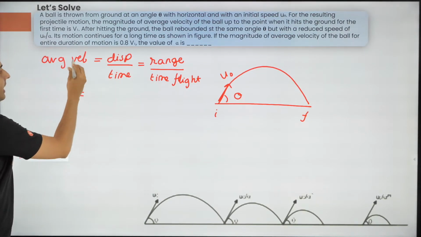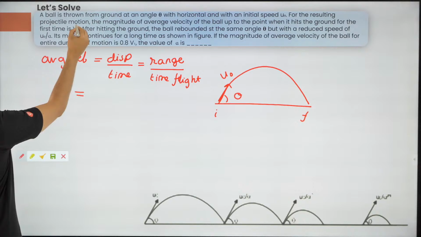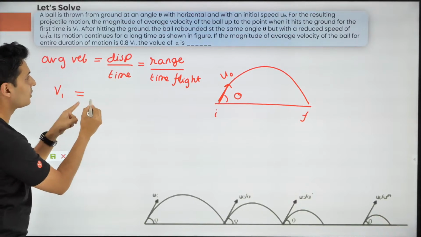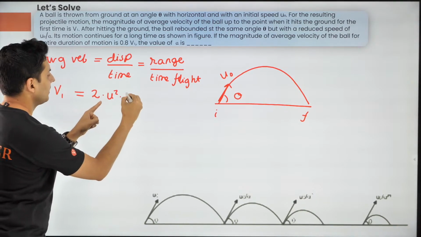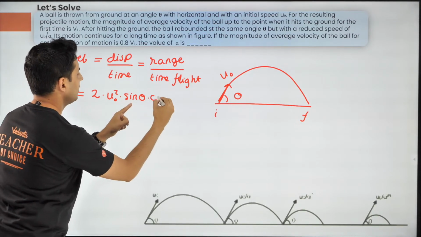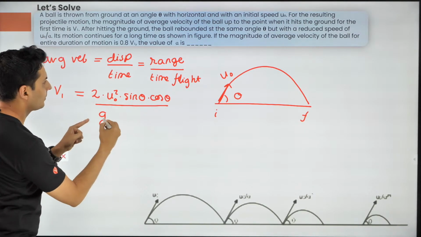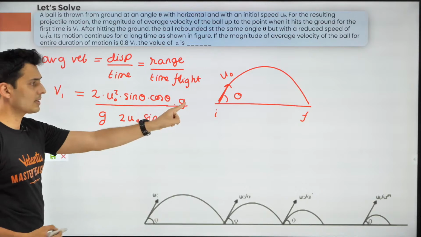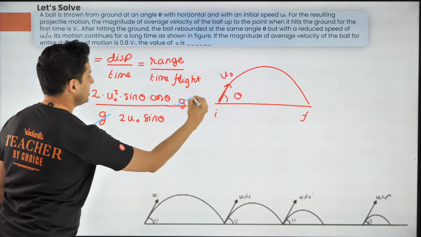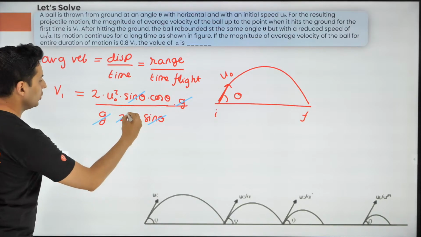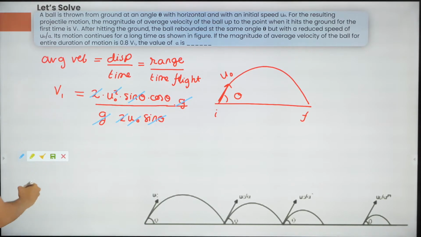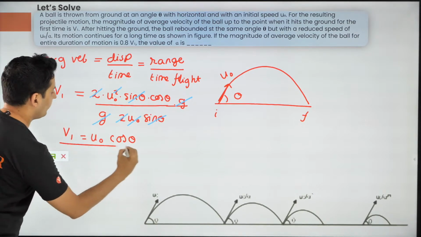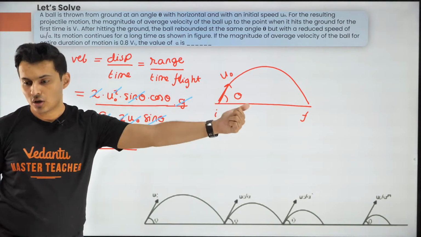So now, what will be the average velocity? It is already mentioned. For the first time, the average velocity was mentioned to be v1. Keep that in mind. That v1 is going to be range. Range is u0 square sin theta cos theta times 2 divided by g, and time of flight is 2u0 sin theta divided by g. I hope this is clear. Now see what all will get cancelled. g gone. Sin theta gone. 2 gone. u0 and one of the u0 gone. So what is remaining? v1 is equal to u0 cos theta. This is one equation which I got. I hope this is clear.